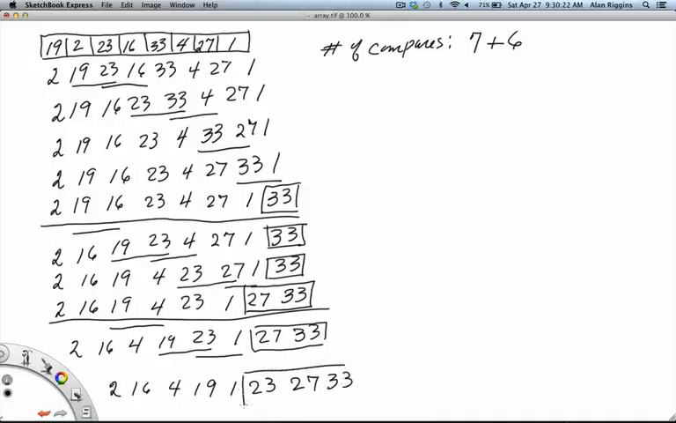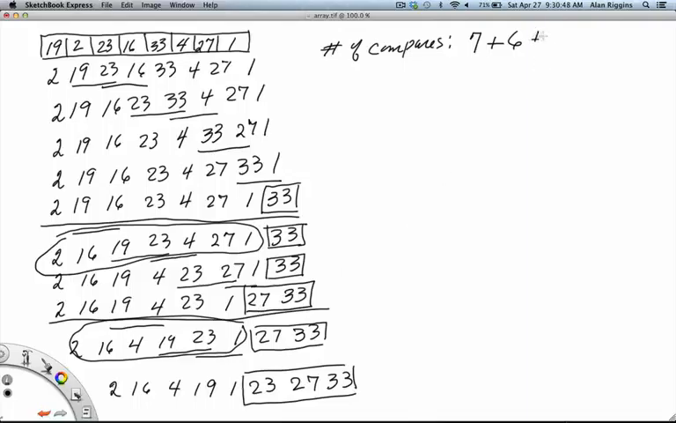So we have added one more to the sorted partition. Here, out of the unsorted group that we started with, we moved the 27 into place here. This group, the 23, is the largest one and it is now in position. This time we did 5 compares.